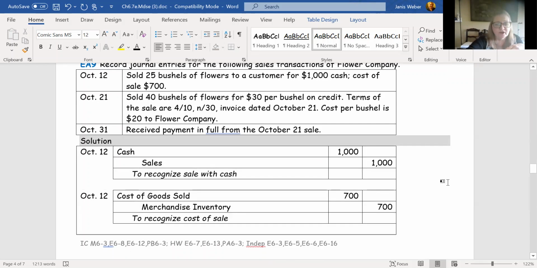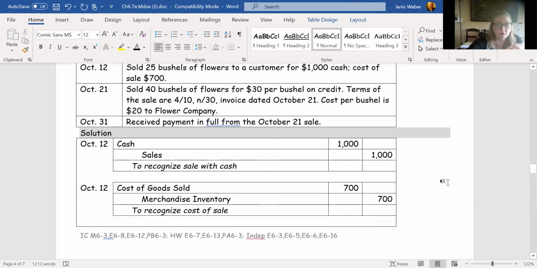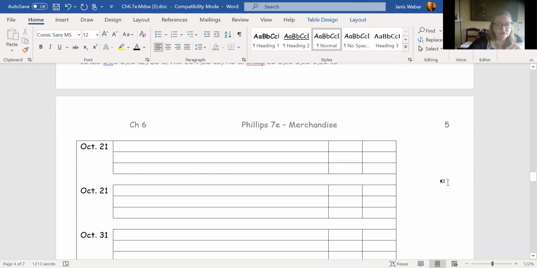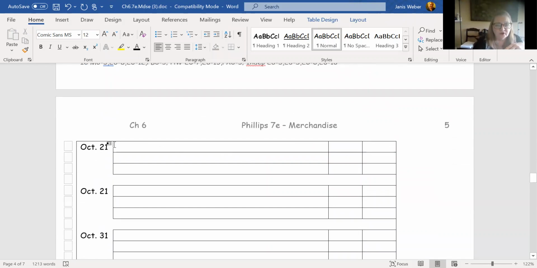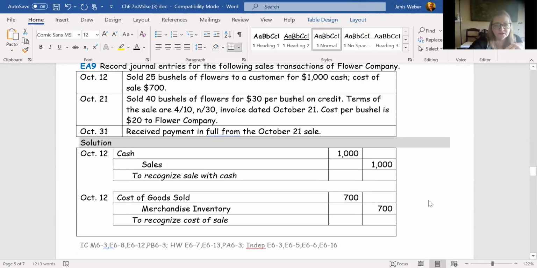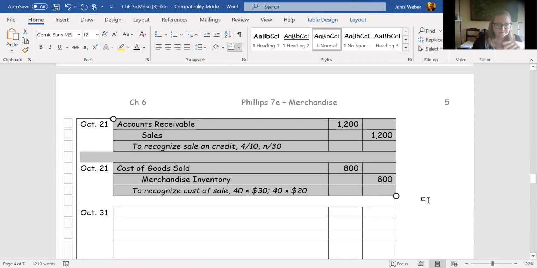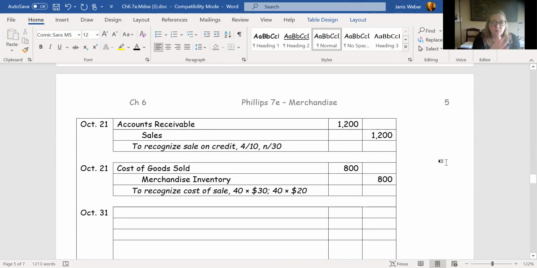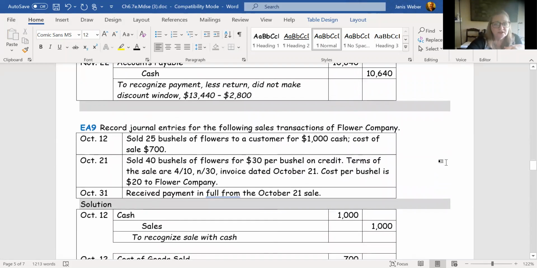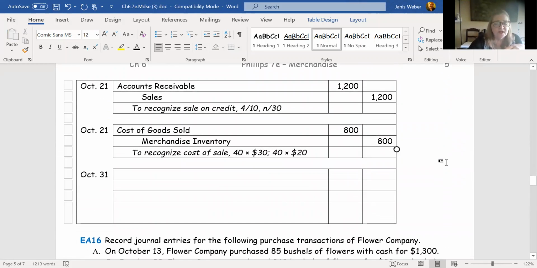Then we sold again, that was for cash. We'll sell some more on credit, 40 bushels at $30 a bushel. And we'll record the cost related to that as well. They told us the cost was $20 a bushel. This one's on credit, so instead of cash, we debit accounts receivable. We credit sales for the total amount, which was 40 bushels at $30 a piece. And then the cost was 40 bushels at $20 a piece, which was $800. So that's how we record the sale.